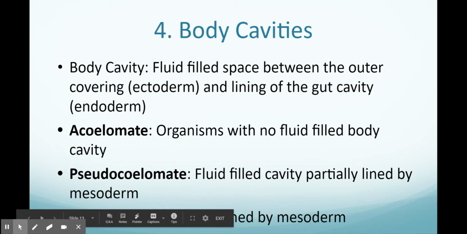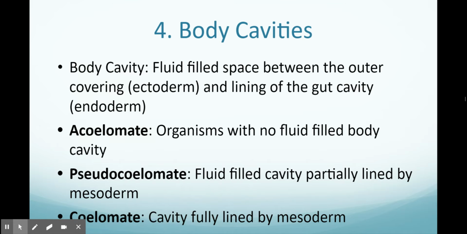And our final category for classification are the body cavities. Now, a body cavity describes a fluid-filled space in between the outer layer and the inner layer. And so the outer covering or outer layer, we call it the ectoderm, and the inner layer, the lining of the gut cavity, is called the endoderm. And there's a space between there that can be filled with fluid. There are simple organisms that just don't have that space. Their layers are packed close together and there is no filled space in between them.